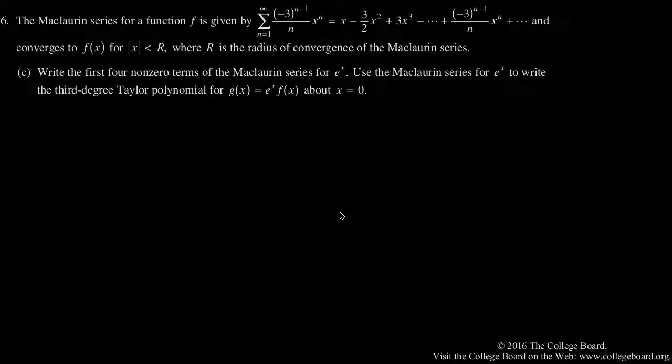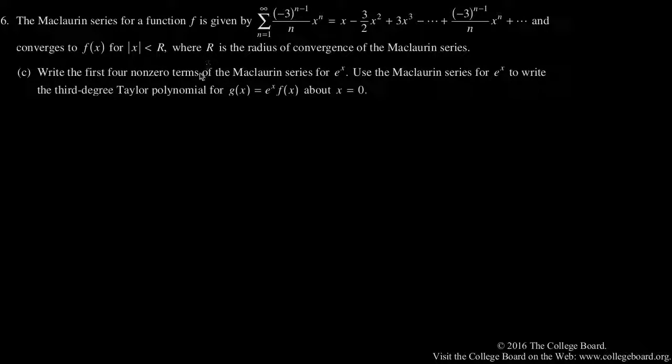Part C, last problem for the BC test for this year. We want to write the first four non-zero terms of the Maclaurin series for e to the x, and then use this Maclaurin series to write a third degree Taylor polynomial for g of x equals e to the x times f of x about x equals 0. The Taylor polynomial around x equals 0 is the same thing as the Maclaurin polynomial.